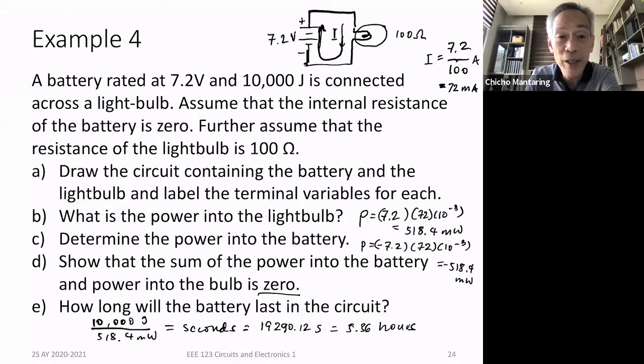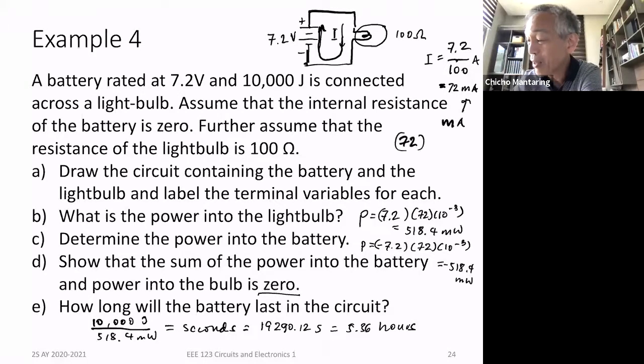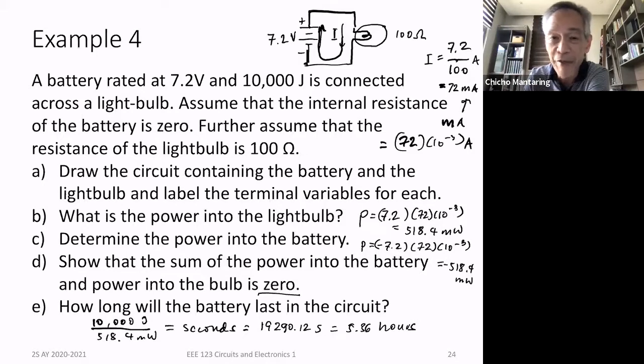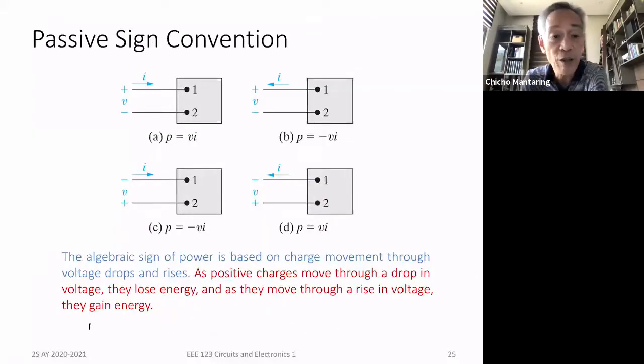Somebody's asking, where did the value 10 raised to the negative 3 come from? Oh, okay, that's because this is milliamperes. So this is 72 times 10 to the minus 3 amperes. Sorry if I wasn't clear. Remember, watts is volts times current. V should be in volts and I should be in amperes. So this is just the passive sign convention.